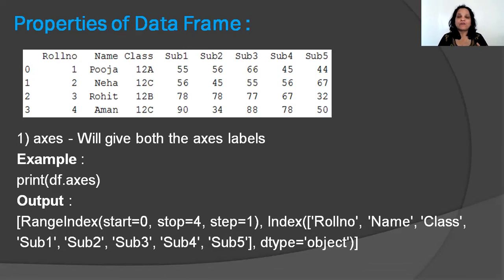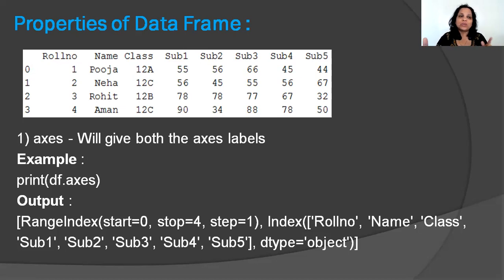And what is the step value? Step value says how does it get incremented from its start value. And if you see the row labels, it's 0, 1, 2, 3. So step value is positive 1. So in this example, it's giving you the first axis as range index because it's an automatically generated index label.